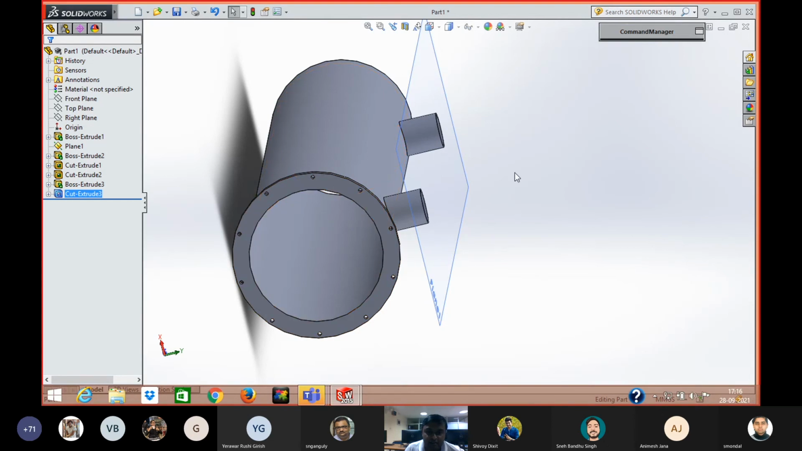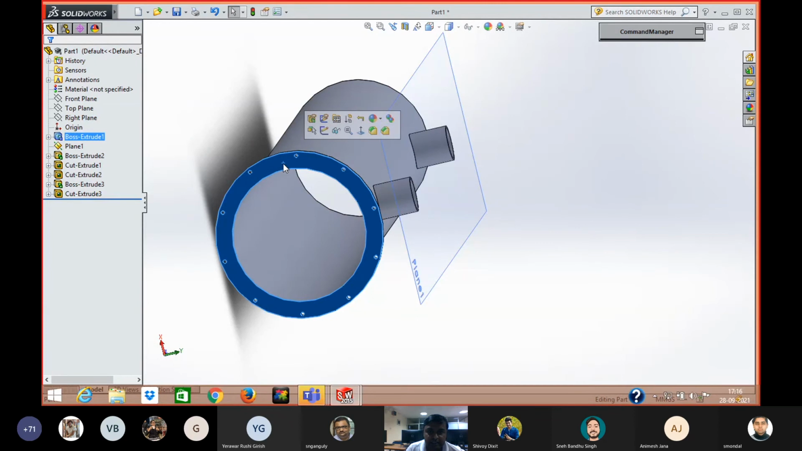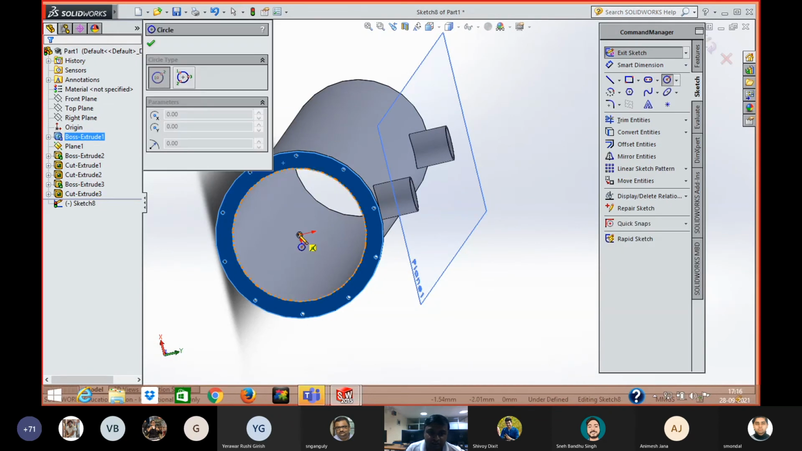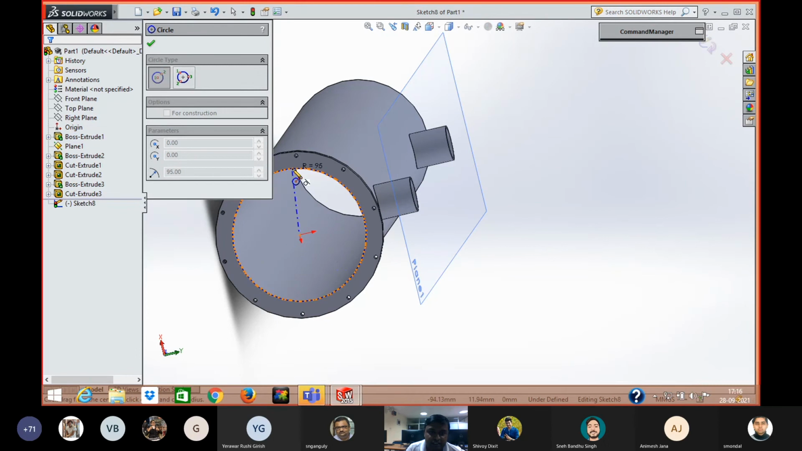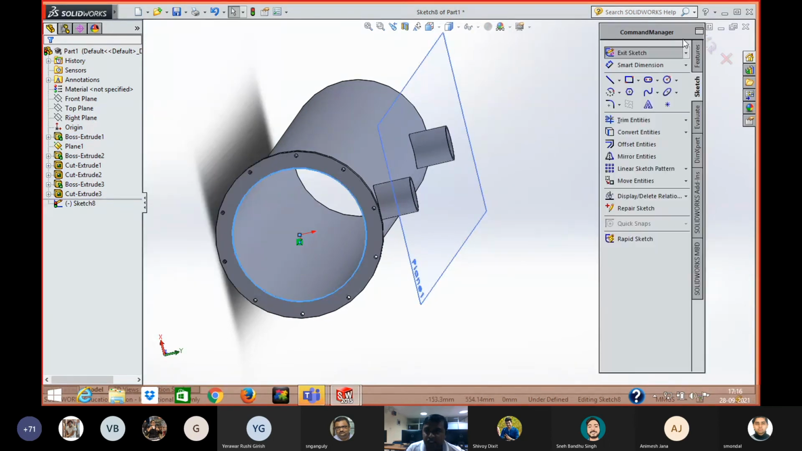solid. You take this front plane. Oh, sorry, this plane. You go to the sketch. You take the inner diameter of these shells. This will be suppose 95 mm. Okay, you just extrude this.